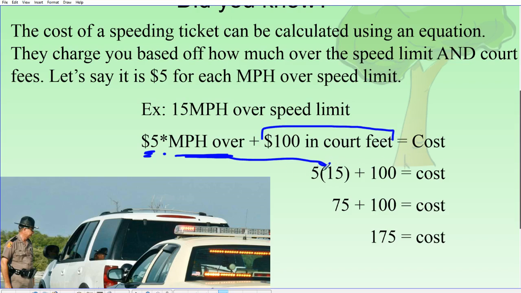And then they'll put this in their computer and they'll do the math. And so 5 times 15 is 75. 75 plus 100 is 175. So you going 15 miles per hour over the speed limit could cost you a $175 ticket. This is not what they use in Pennsylvania. But this is what they use in, I believe it was Rhode Island. This is the formula that the cops use when you get a ticket.